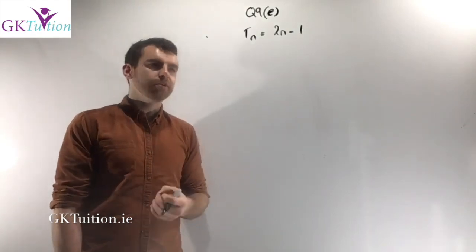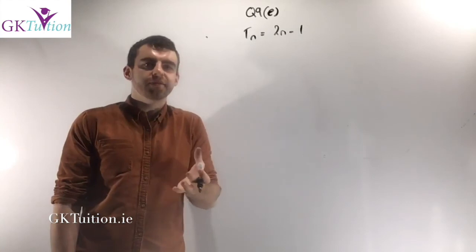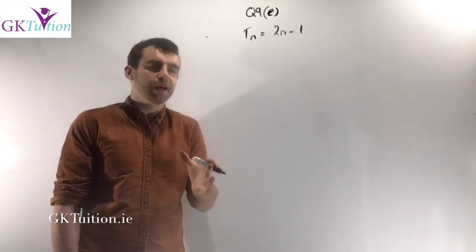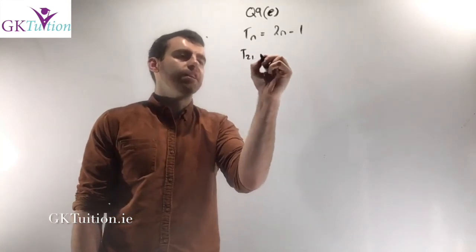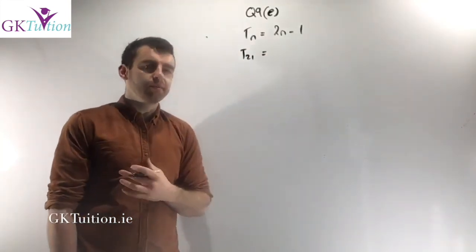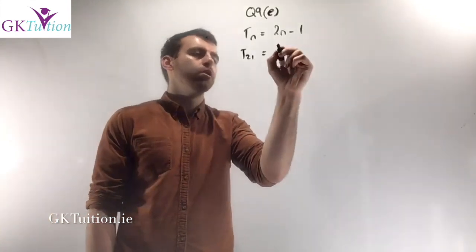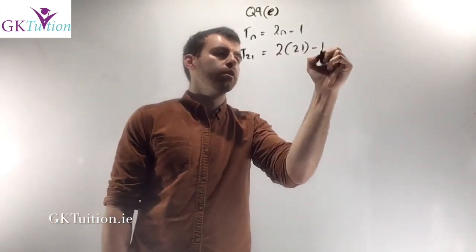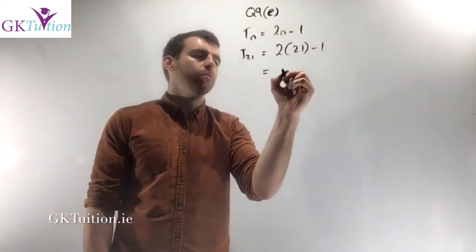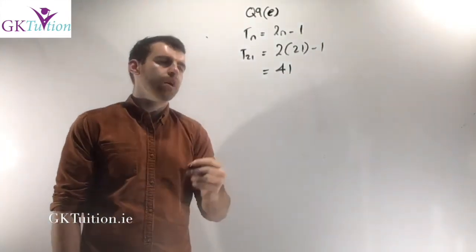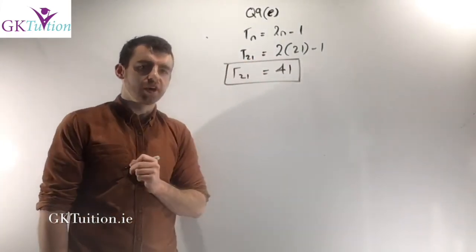So if I've worked out Tn, the general formula for the pattern, I can get any term. I can get T50 or T60 or T a million or whatever I want. Or for example, what they've asked me in part E is for T21. That simply means instead of an n, you sub in 21. So 2n minus 1 will become 2 times 21 minus 1. 2 multiplied by 21 is 42, minus 1 gives me 41. So the 21st term, T21, will have 41 tiles in it.